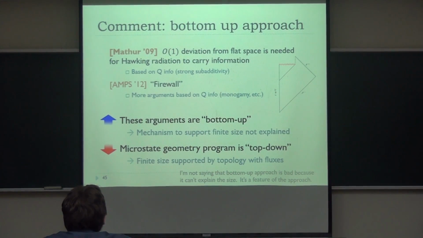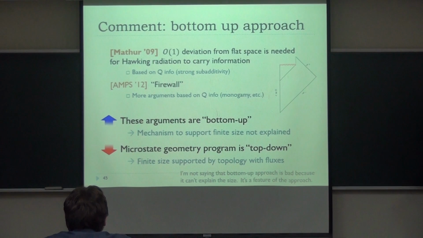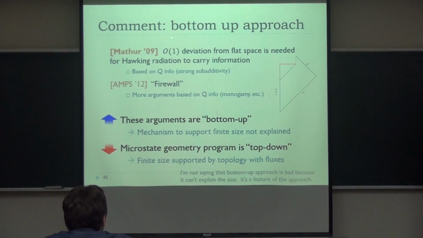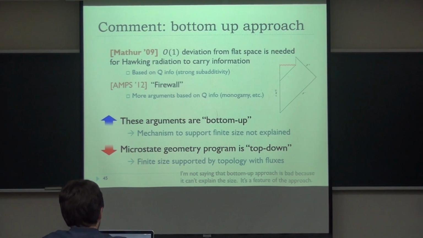And a final comment, bottom up versus top down. There are some arguments about structure near the horizon. For example, Mathur in '09 gave a proof saying that some order one deviation from the flat space is necessary for Hawking radiation to carry information about what has fallen into the black hole, based on quantum information. So this is saying that if there is a consistent quantum theory of black holes, then this flat space approximation of the near horizon geometry should somehow be changed by an order 1 amount.